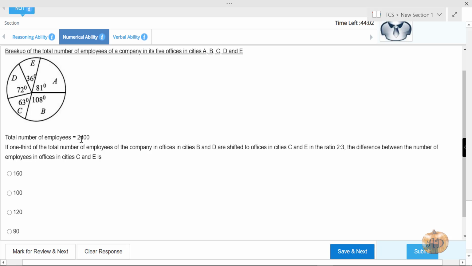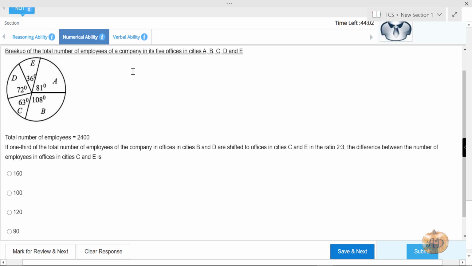Now the question says, if 1/3 of the total number of employees of the company in offices in cities B and D are shifted to offices in cities C and E in the ratio 2:3, the difference between the number of employees in offices in cities C and E is. So basically it's saying that employees are picked up from the cities B and D in this particular number, and they are shifted to offices C and E. So they are basically transferred to offices C and E in this specific ratio. And now we have to find the difference between C and E.